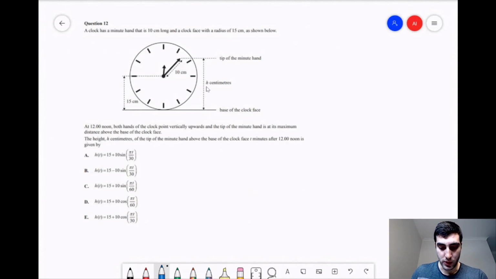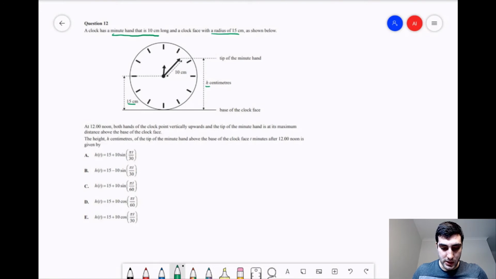Great, so what they've annotated in this diagram, h, is what we're looking for. We're looking for a function that models the height above the base of the clock. Quite a wordy question. Don't be afraid to read it 2 to 5 times, however many times it takes for the information to sink in. It's probably worthwhile underlining keywords as well. So we know the minute hand is 10 centimeters. The clock has a radius of 15. I find looking at the diagram more useful than reading the text, to be honest.